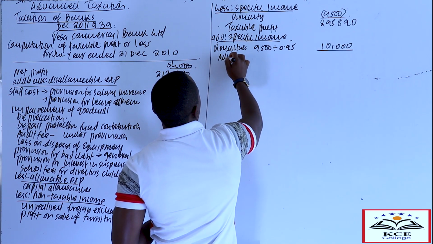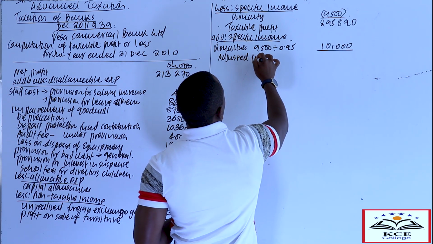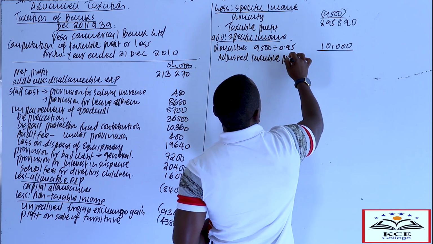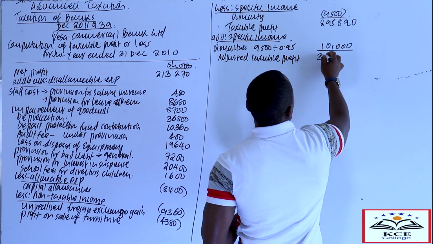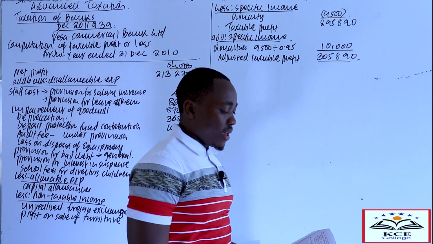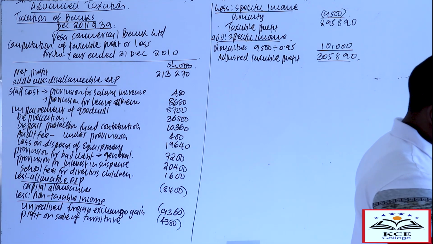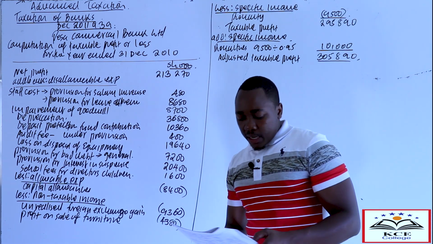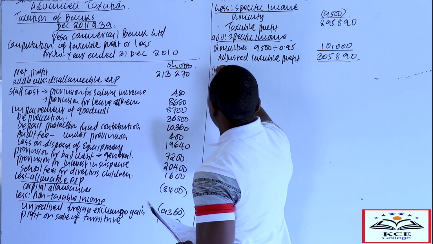So that's how you get the amount of adjusted taxable profit. So it will be an amount of 305,890. Good. So that's how you answer part one. So let's go to part two of the question.